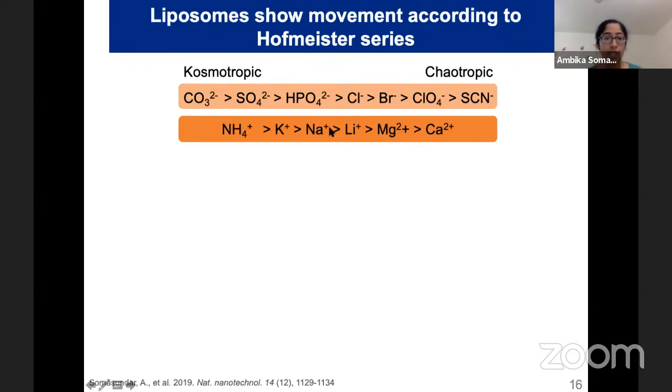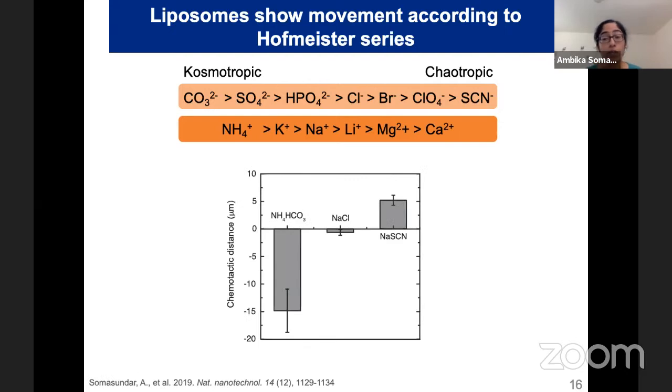What was interesting is that the liposomes that showed negative chemotaxis showed negative chemotaxis in salts that were on the left side, or the well-hydrated region, of the Hofmeister series. So in order to test our hypothesis of whether the liposomes show movement according to the Hofmeister series, we took a salt from the other end of the Hofmeister series and tested it. And indeed, we get a reverse, positive chemotactic effect.